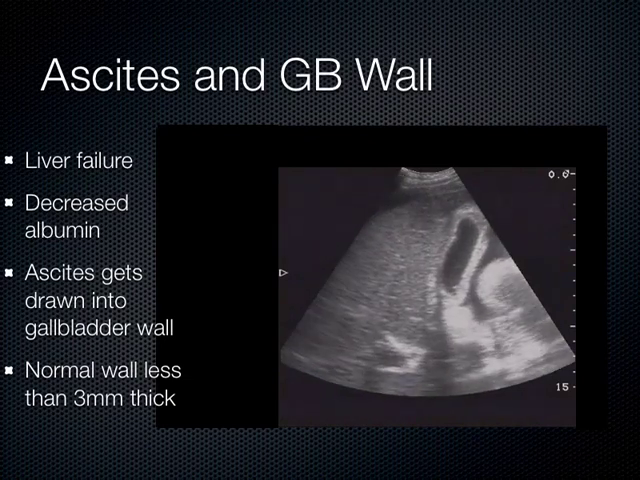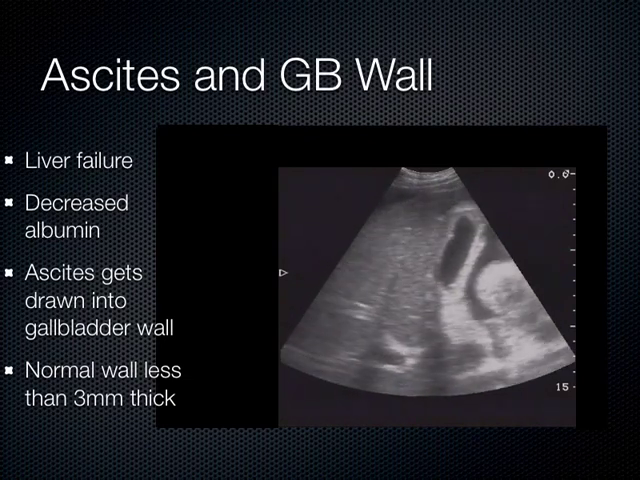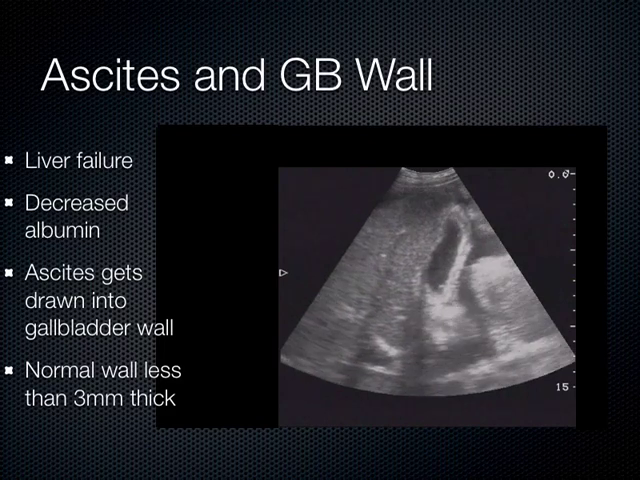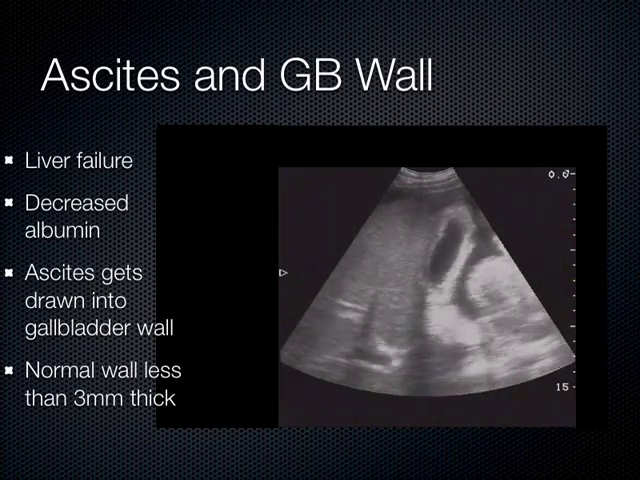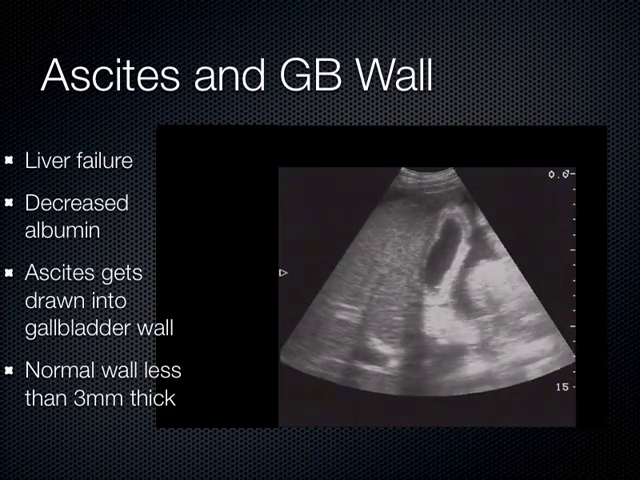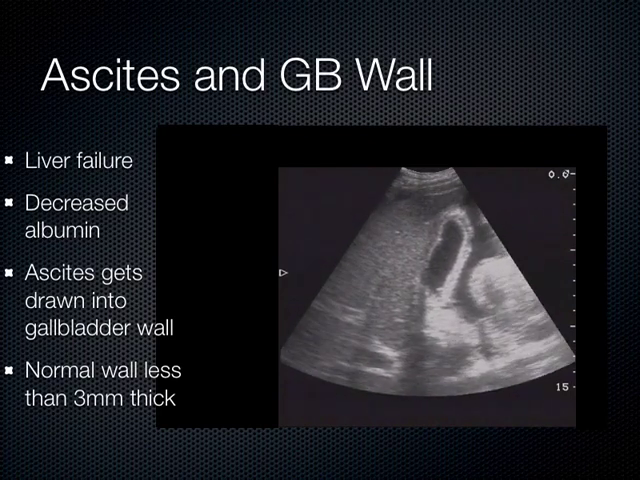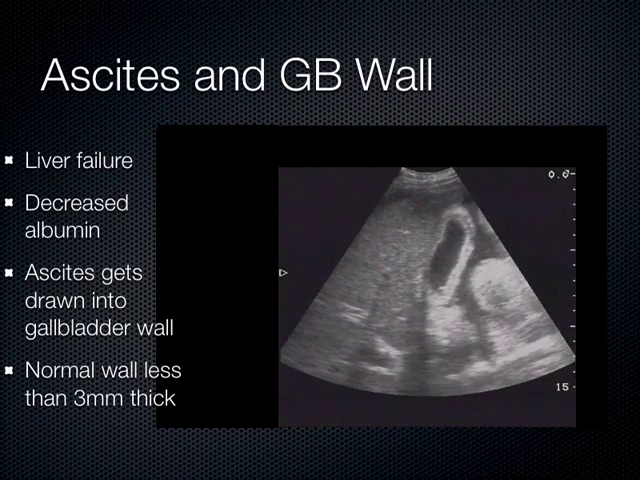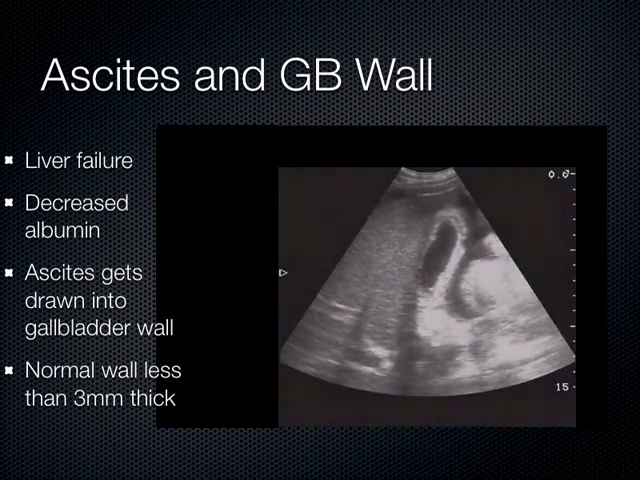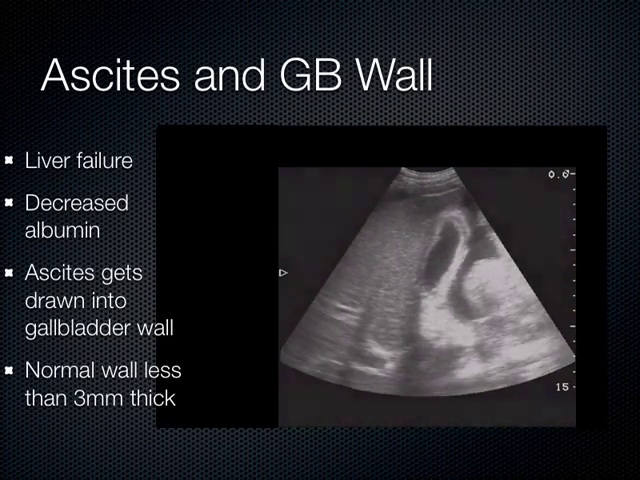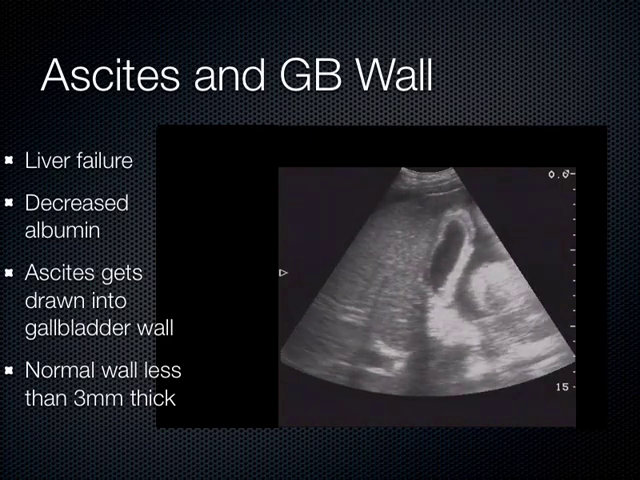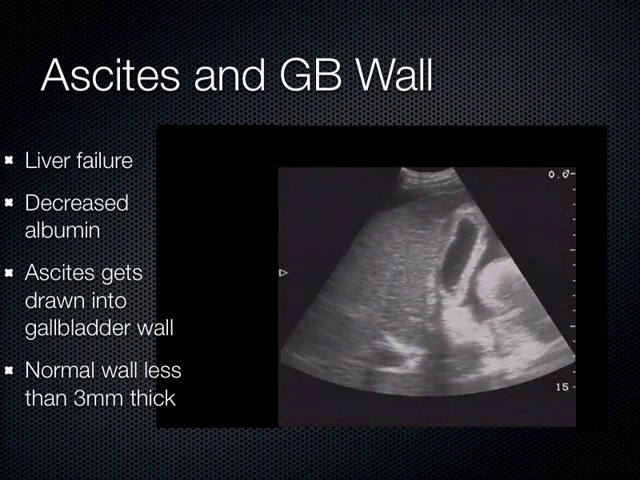Now, normally a gallbladder wall should be less than 3 millimeters, and if somebody has acute cholecystitis, an acutely inflamed gallbladder, then in an infectious situation, the gallbladder wall gets thicker than 3 millimeters, certainly greater than 5 millimeters. Those patients are likely going to the OR that day to have their gallbladder taken out. But ascites can just normally cause the gallbladder wall to thicken.